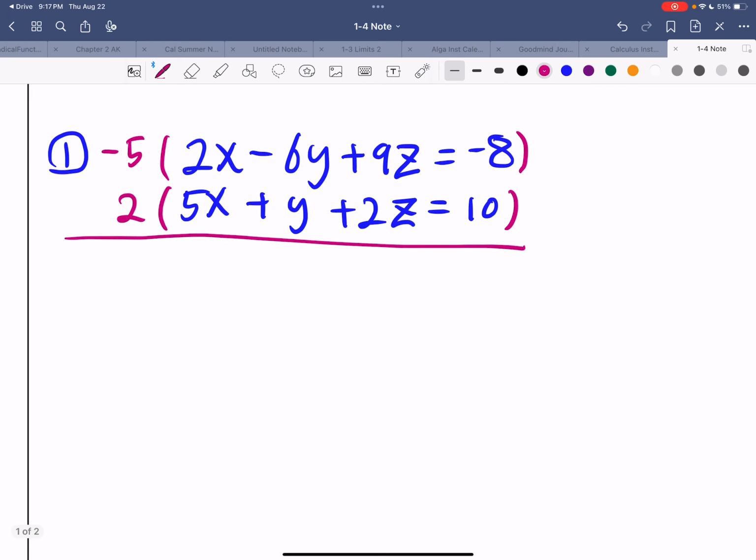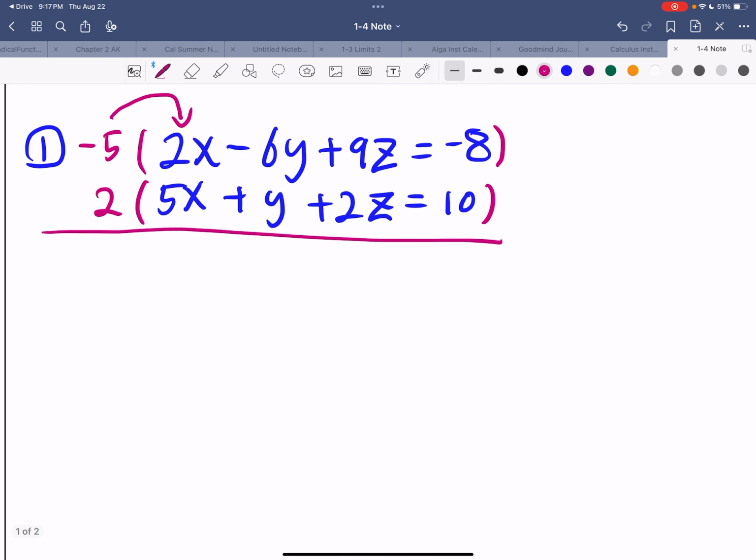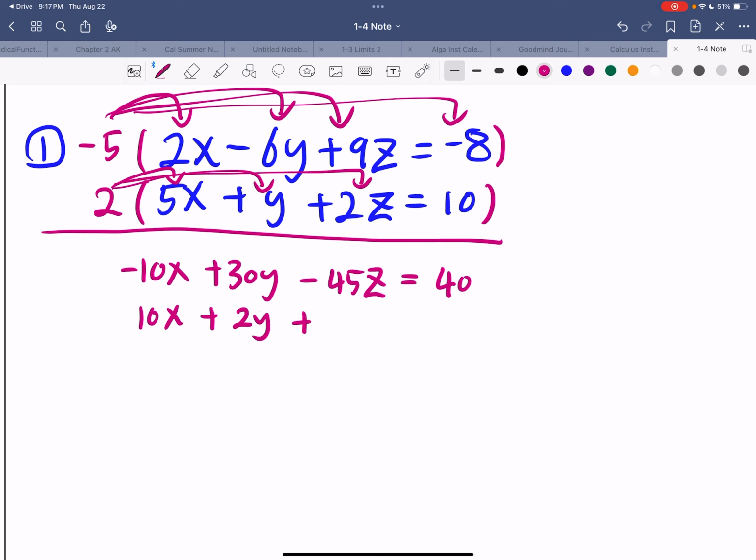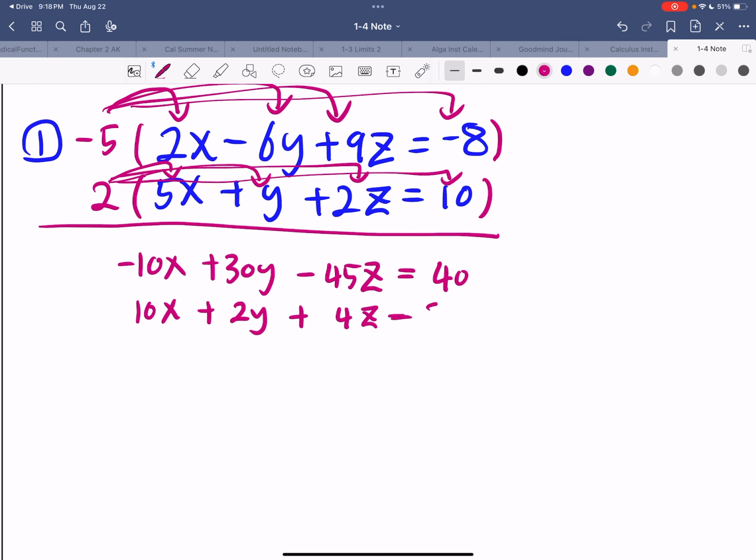So let's do it. Negative 5 times 2x is negative 10x. Negative 5 times negative 6 is positive 30y. Negative 5 times 9z is negative 45z is equal to positive 40. Next, 2 times 5x is 10x. 2 times y is plus 2y. 2 times 2z is plus 4z equals 2 times 10, 20.